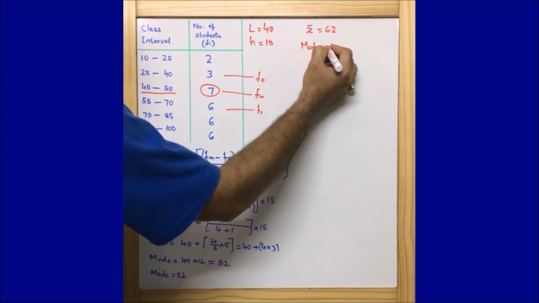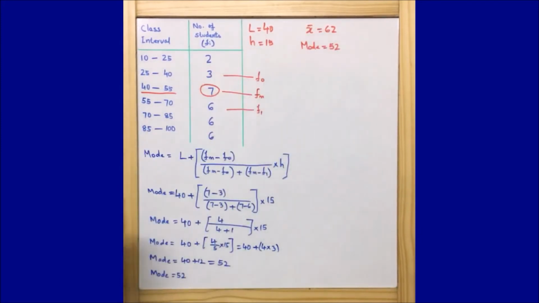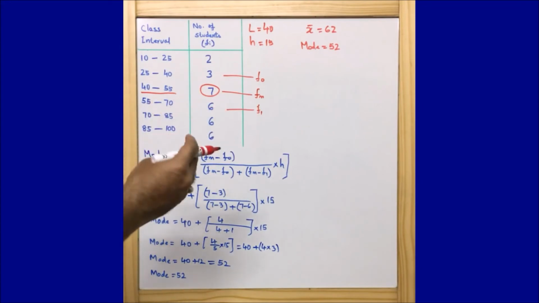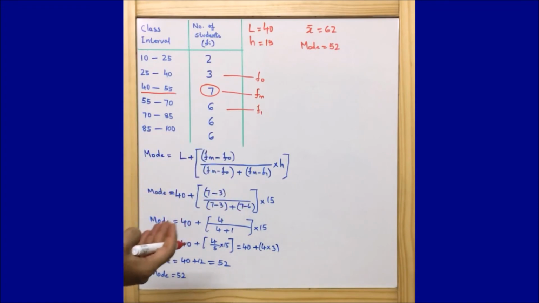So mode is equal to 52, and earlier we got the mean as 62. Now the question asked us to find the mode of this data, so the mode of the data is 52, and also to compare and interpret the mode and the mean. So how should we interpret it? Mode is nothing but the most frequent occurrence. Therefore the mode here is 52, so we can write that the maximum number of students obtained 52 marks.